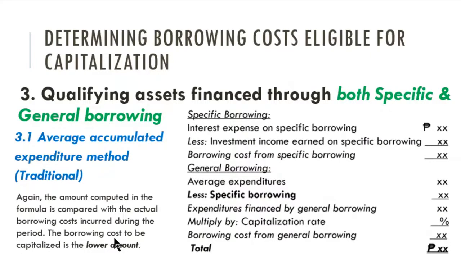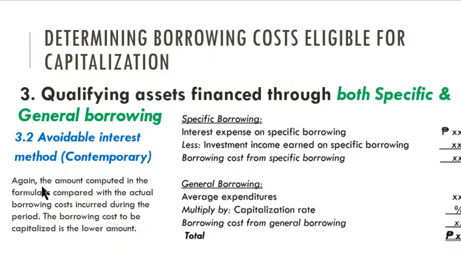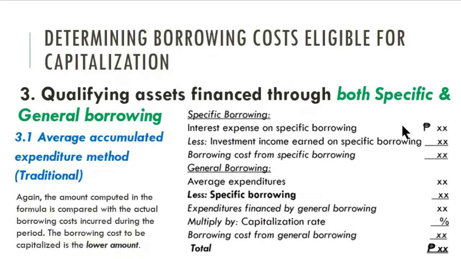Okay? What if the borrowing is both specific and general? So in such a case, the capitalizable borrowing cost is computed on both the specific and the general borrowings. In this regard, we'll take a look at two different computations. There are two methods on how to compute for this one. There's the average accumulated expenditure method, that is the traditional approach, and we have the avoidable interest method, or the contemporary approach. So for the first one, we need to compute the specific borrowing, and we will follow the template ganiha, interest minus investment income. So that's for the specific borrowing.